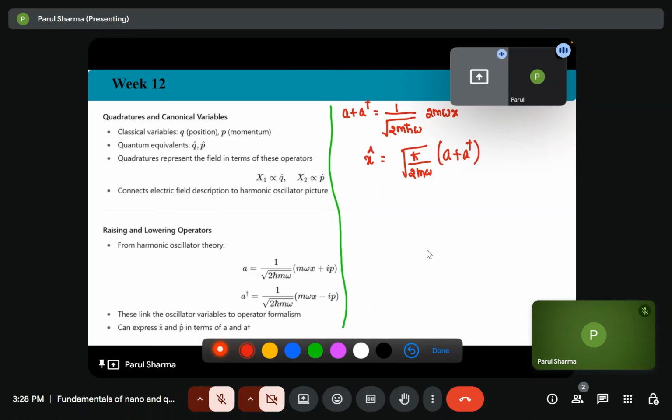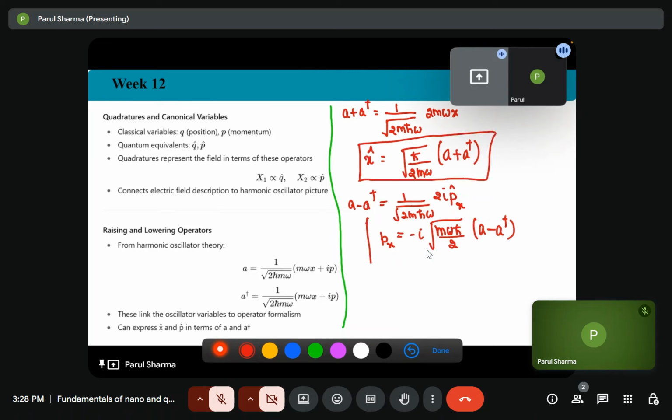Similarly, we can find out the value of A minus A dagger, which is equal to iota p upon root of 2 h cross m omega. Then we can write that p is equal to minus iota times root of h cross m omega by 2 times A minus A dagger. So we have written the position and momentum in terms of my ladder operators.